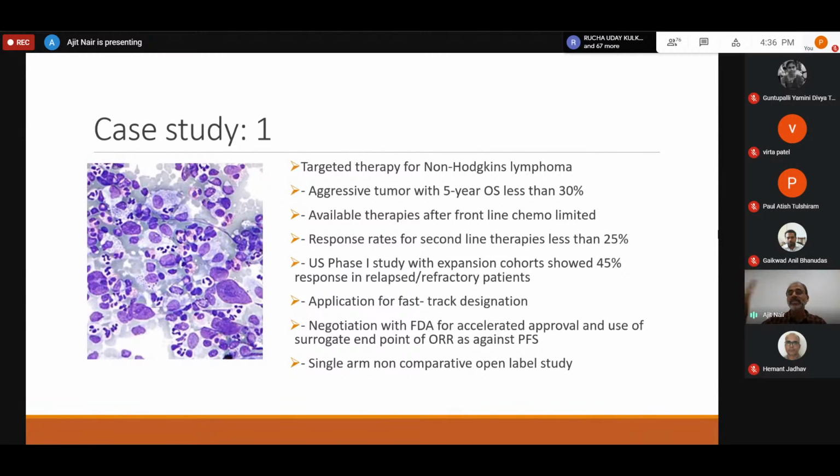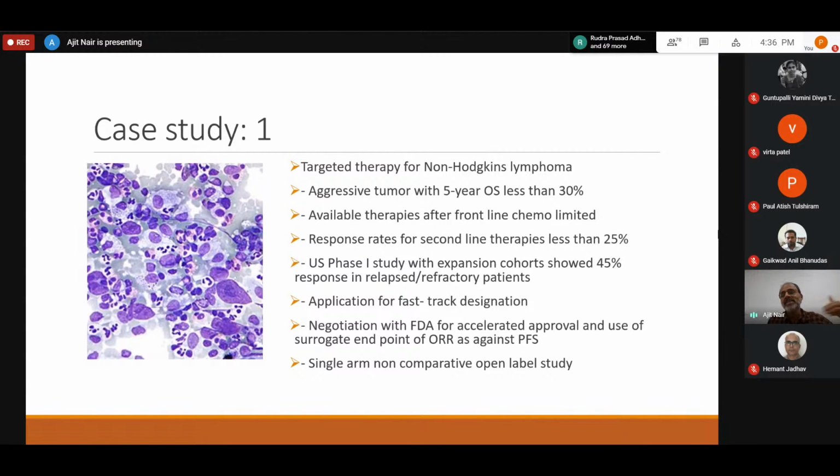A 45% response rate, which is actually much more than what is there in the current available market, which is 25%. So at the early development stage itself, we've seen a 45% response rate as against 25% available in the market. The company can apply for a fast track designation because it meets the criteria, because the disease is a very difficult to treat disease.